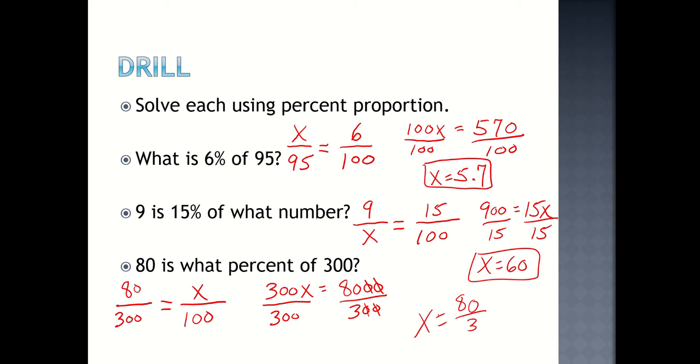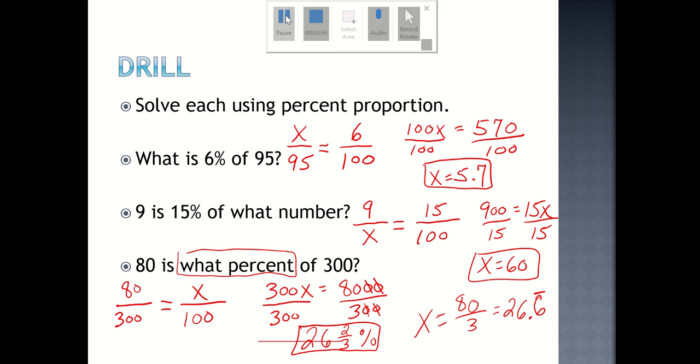And what is 80 thirds? It is 26.6 repeating. Now, were we asked to find a percent here? Yes, we need to find the percent, which is 26 and 2/3 percent. I would also take 26.6 repeating percent, but please don't round unless you are asked to round.